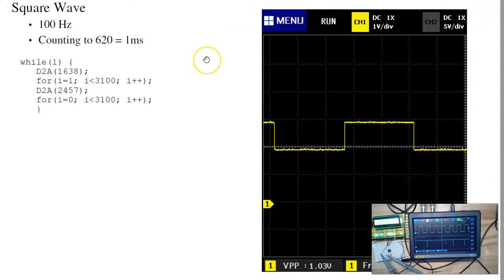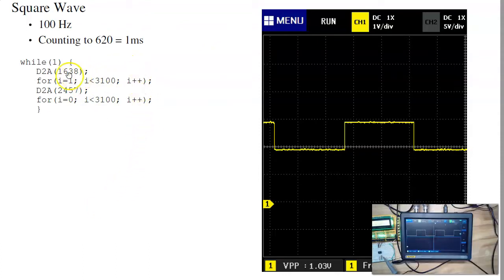So here's a couple waveforms you can generate. For example, let's do a square wave. If I want to output a 100 Hz square wave, I'm going to output 1638, which is minus 2 volts after being amplified, 2457, plus 2 volts after being amplified, and then put in a wait. This number right here is kind of trial and error. It corresponds to half a millisecond.